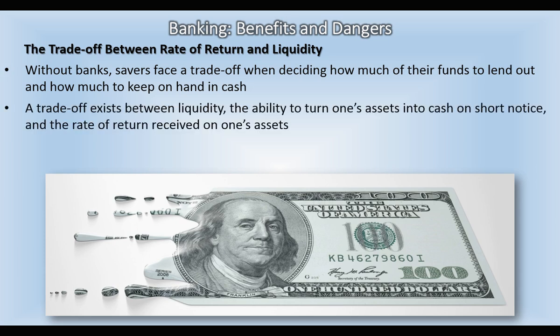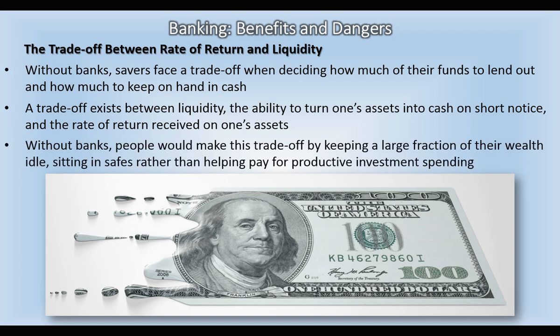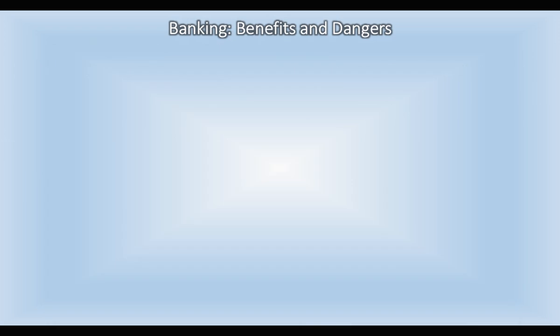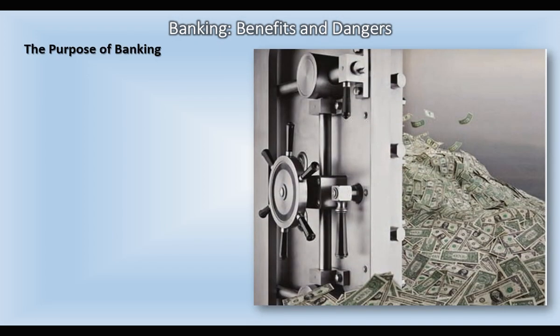A trade-off exists between liquidity, the ability to turn one's assets into cash on short notice, and the rate of return received on one's assets. Without banks, people would make this trade-off by keeping a large fraction of their wealth idle, sitting in safes, rather than helping pay for productive investment spending. And so banks do serve the purpose of helping to mitigate the need to keep your cash on hand. It allows you the ability to invest your money and allow it to become liquid quickly if necessary.